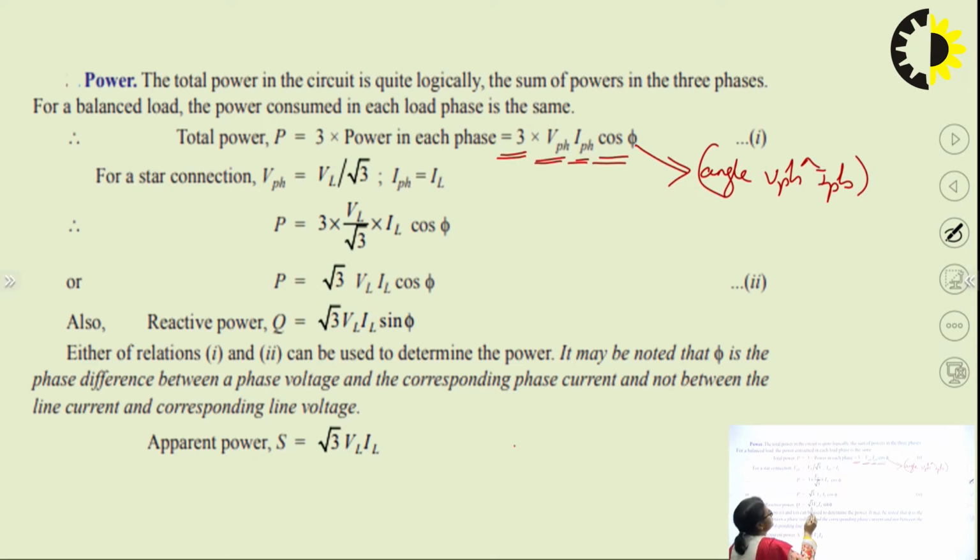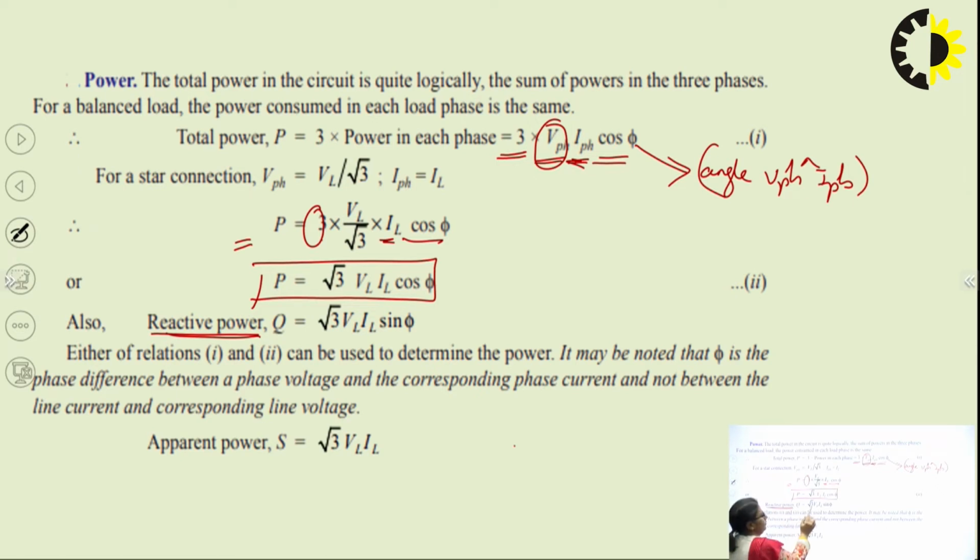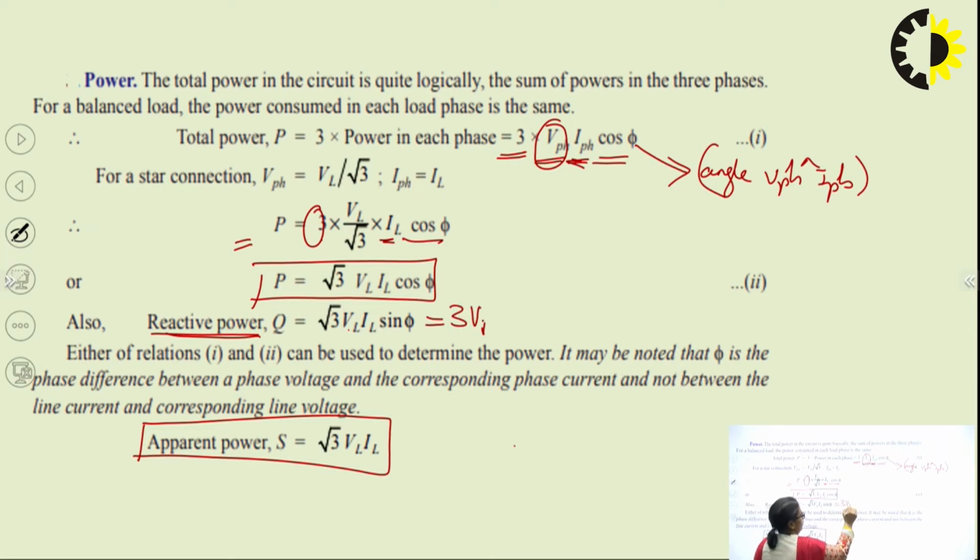If that is so, I can once again write the expression in terms of line values. In case of a star connected system, 3 is there, V phase is given by VL by root 3, and I phase and IL are equal, so cos phi. So in terms of line values, I'll have the expression root 3 VL IL cos phi, right? Reactive power, once again, I can write as root 3 VL IL sin phi. Apparent power I can write as root 3 VL IL. In terms of phase values, I can write reactive power as 3 VPH IPH sin phi, and apparent power as 3 VPH IPH.